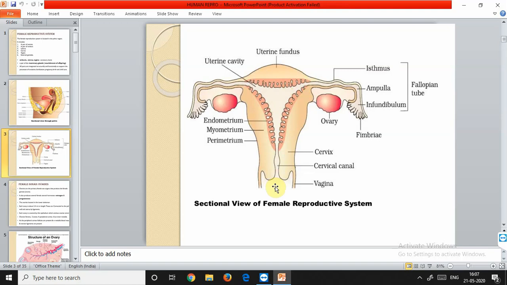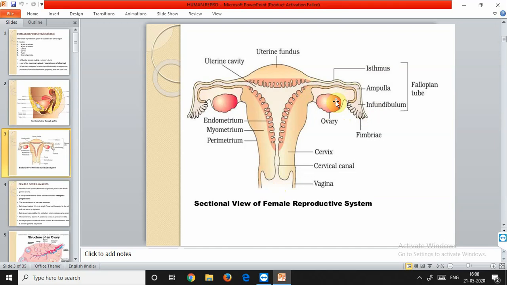Now what is the fallopian tube? We'll discuss it briefly. The fallopian tubes are also called oviducts. These are a pair of thin tubes that lead from the ovaries to the uterus. Each fallopian tube has a funnel shaped opening near the ovary. These are the funnel shaped openings, present near the ovary.